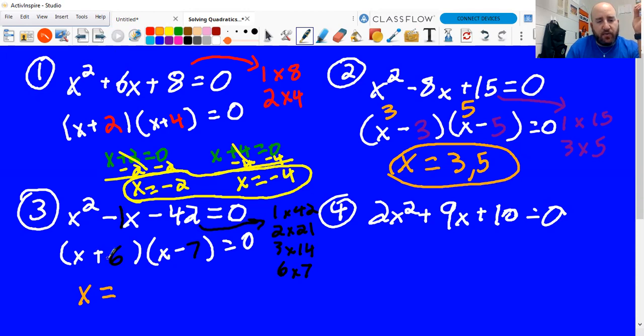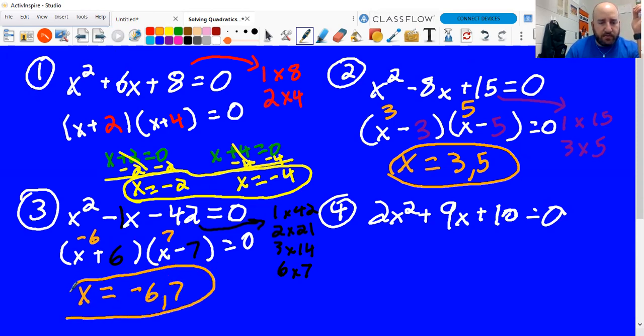That's why I want you to ask the question, what's going to cancel out +6 to make this equal 0? What's going to cancel out +6 would be -6. What cancels out -7 over here? +7. So those would be my two solutions for the third problem.